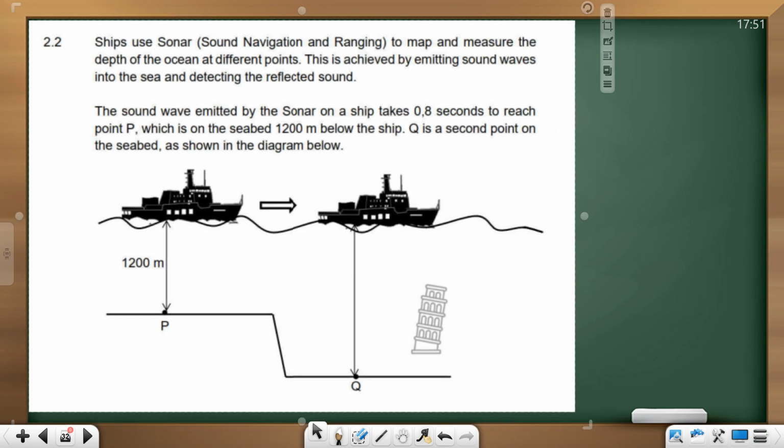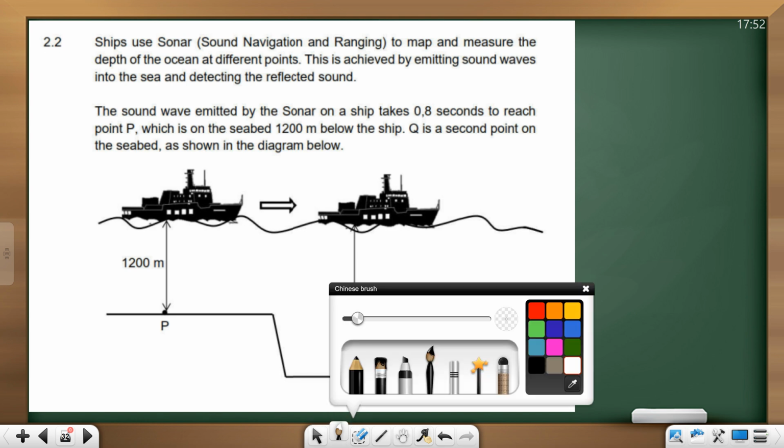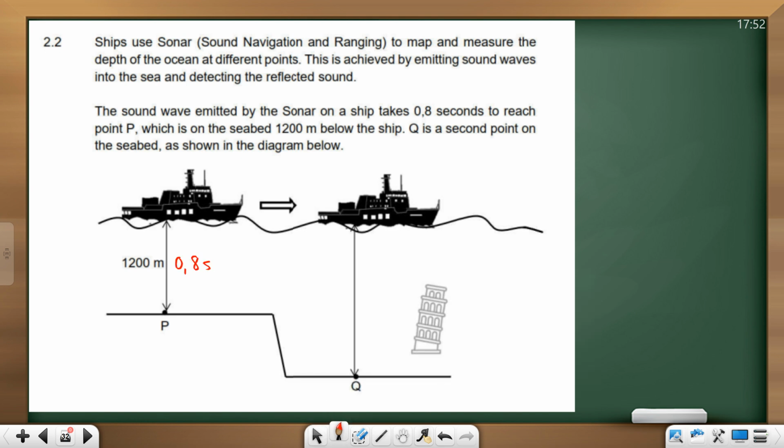Ships use sonar. Sonar is sound navigation and ranging. All right, that's where the definition comes from. To map and measure the depth of the ocean at different points. This is achieved by emitting sound waves into the sea and detecting the reflected sound. This is what we call the echo of a sound. The sound wave emitted by a sonar on a ship takes 0.8 seconds to reach point P. All right, please take note of that. 0.8 seconds to reach point P, which is on the seabed, 1,200 meters.